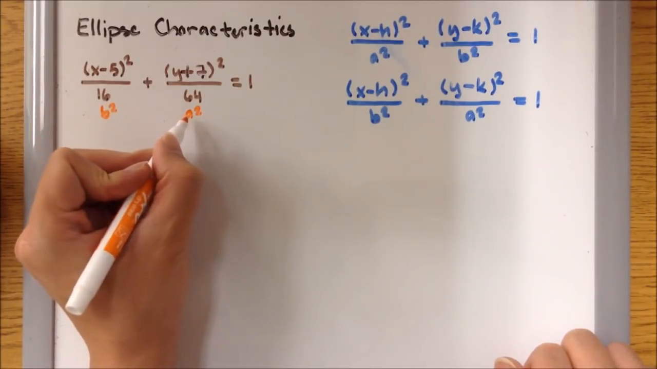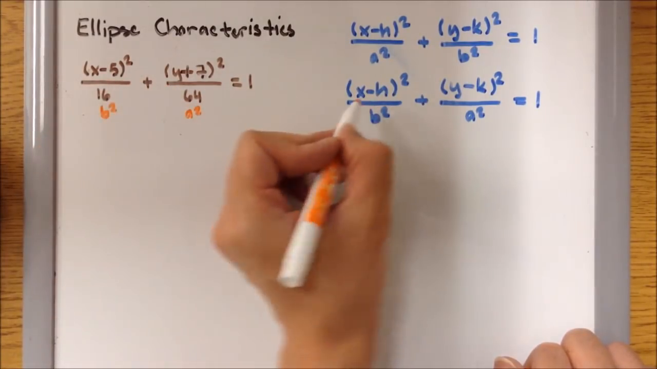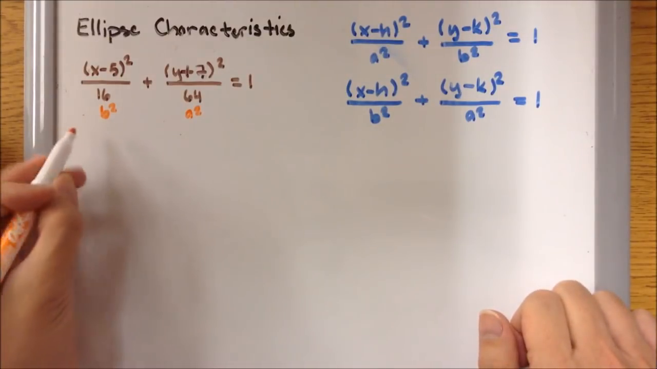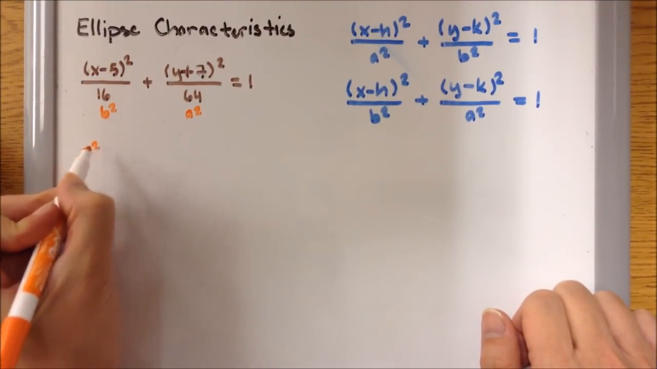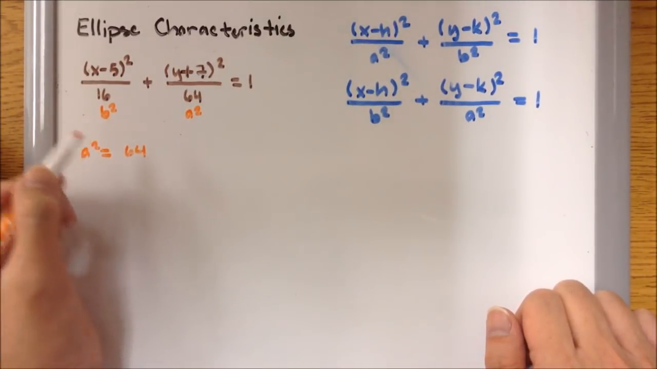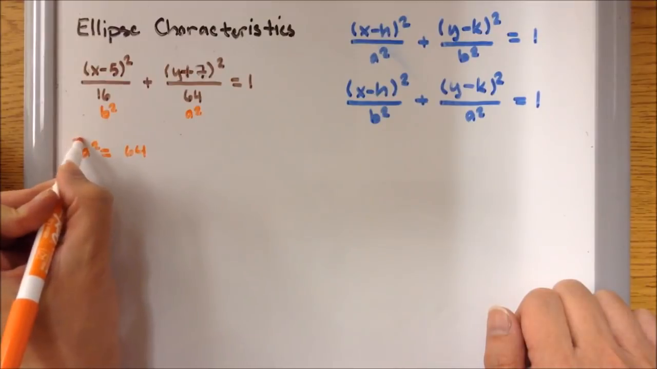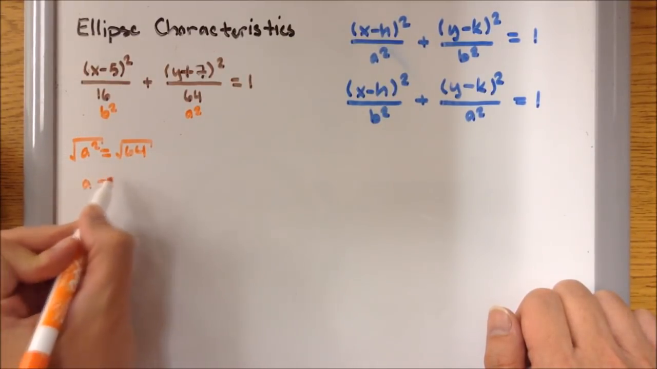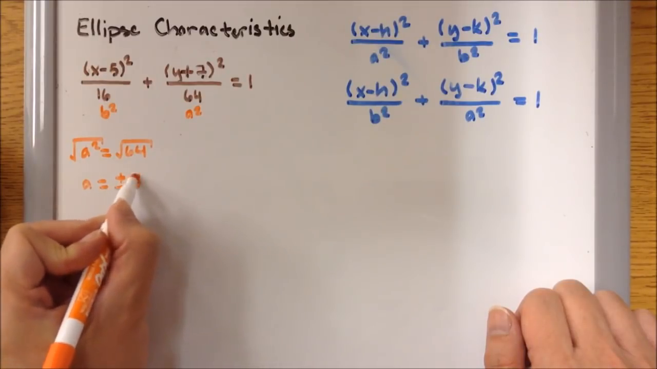So I see that my a squared is underneath the y, so we're going to go with the second standard form for equation of ellipse. So we're going to identify our a, b, c values. So a squared is equal to 64. So all I'm going to do is do the square root because I'm simply looking for a. So a will equal positive and negative 8.